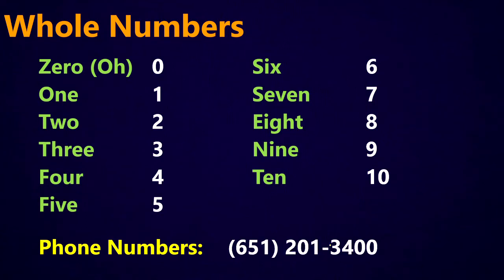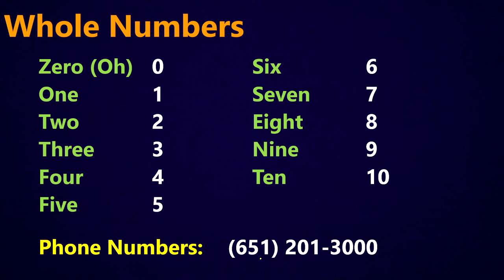For a number like this, where the last 4 numbers make a kind of a rounded number, we might say 651-201-3400, or 651-201-3400, or 651-201-3400, if somebody wanted to be really specific. But often people would say 3,400 because this is a rounded number.